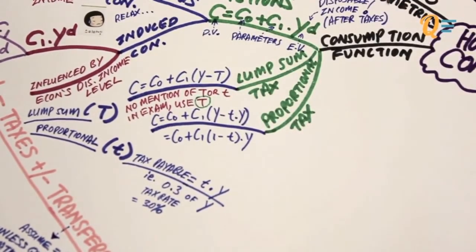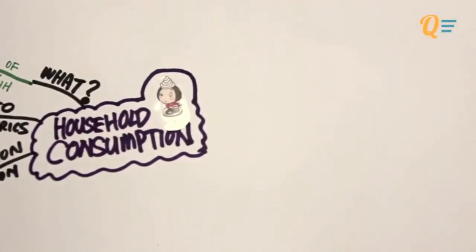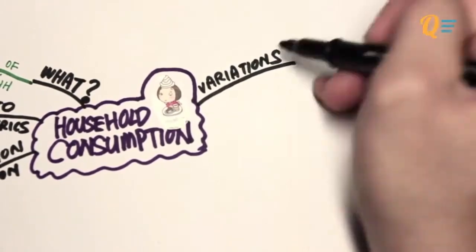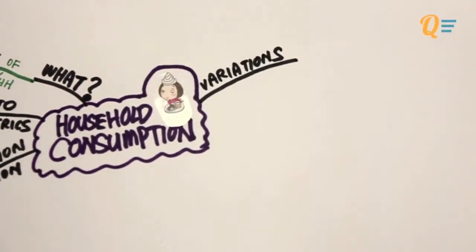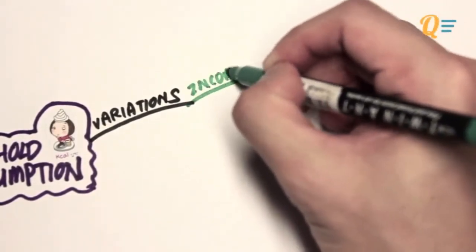You're not going to confuse yourself. So you're actually done learning the consumption function, but in Quickienomics, we always want to get ourselves ready for all kinds of shitty scenarios that the examiner can throw at us. So we're going to talk about some variations of the consumption function.